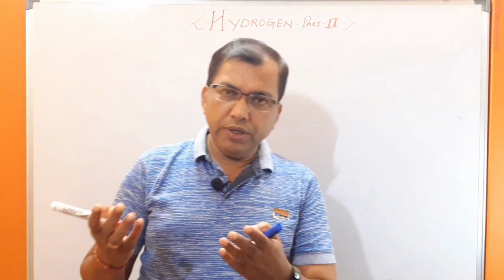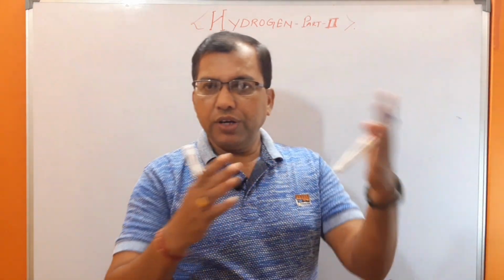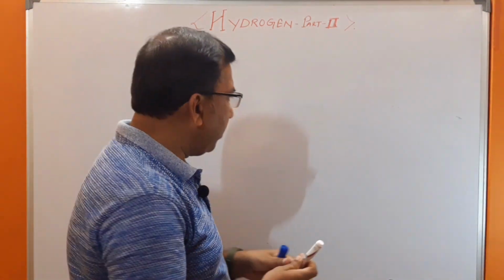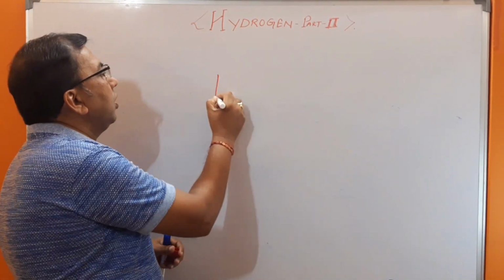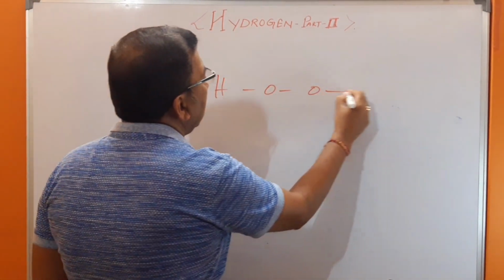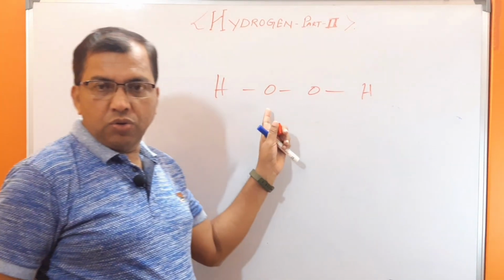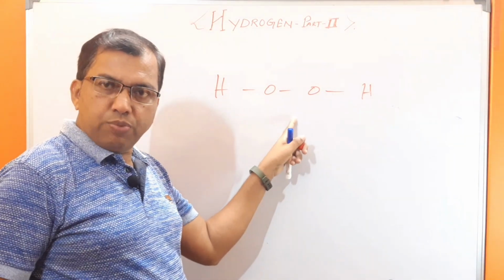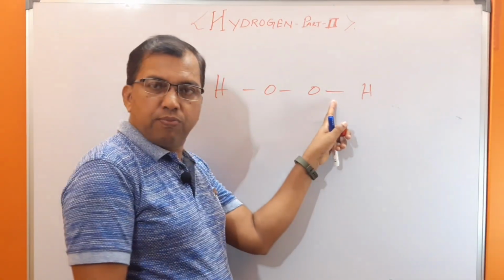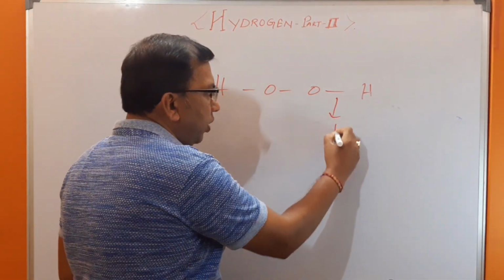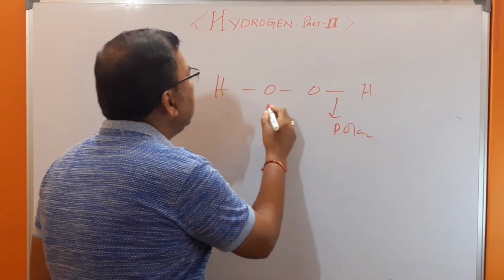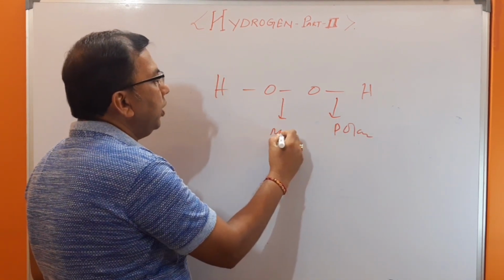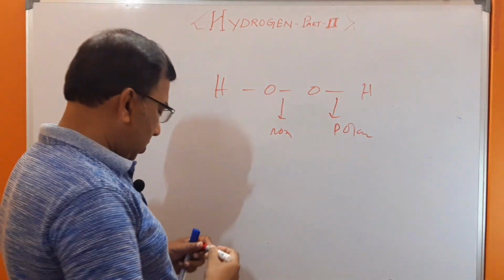How? There is a non-polar bond as well as polar bonds. How? See here. This is the oxygen. This is a non-polar bond, and this is a polar bond. This is polar, and here polar. This is the non-polar bond. Clear?